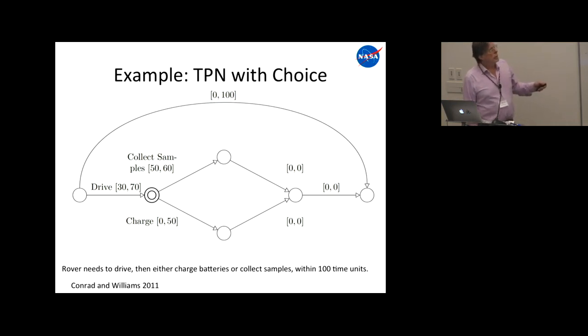But another thing that it gives you is redundancy. So let's suppose that the drive took 70 time units. Well, in that case, you don't have time to collect samples and satisfy that constraint, right? Because collecting samples requires at least 50 time units. So therefore, you can rule this out. The dispatcher can say, well, we can't collect samples. We have to charge, because charging can take any time between 0 and 50.